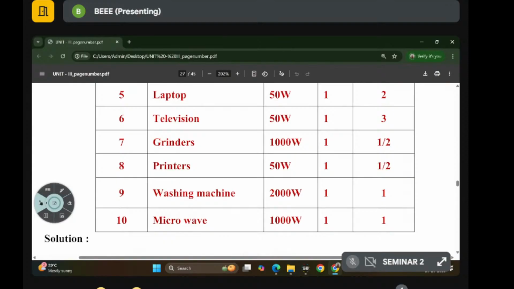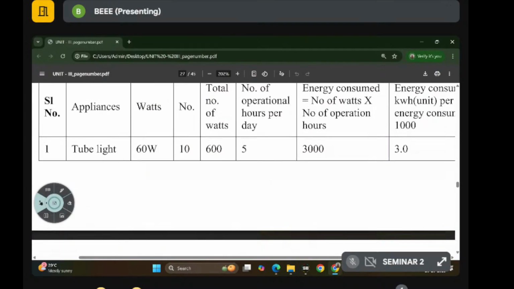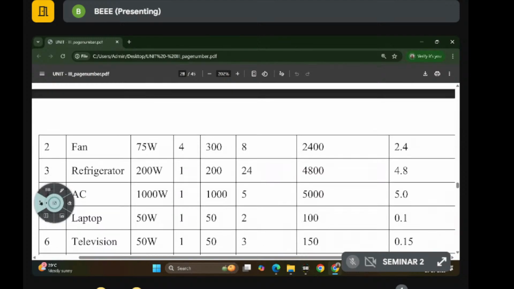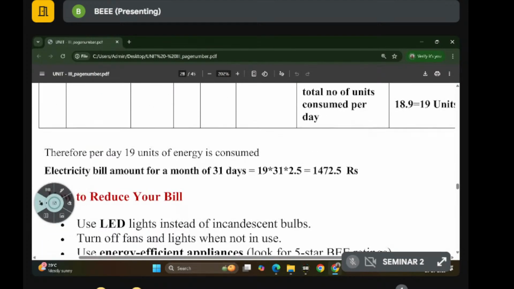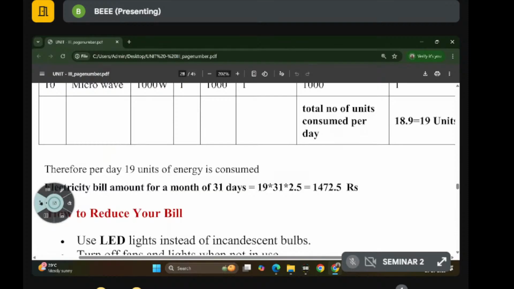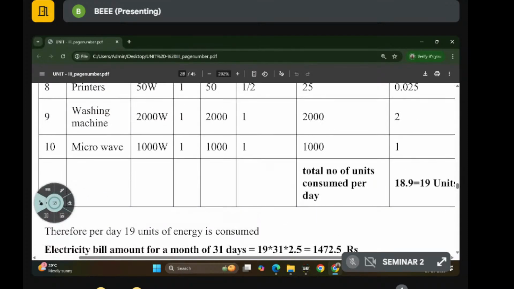You done? How much value did you get? 1471 rupees. Right. So rounded to 1471 is the correct answer. Rupees 1471 is the correct answer. It is also rounded, there is no requirement actually, okay?